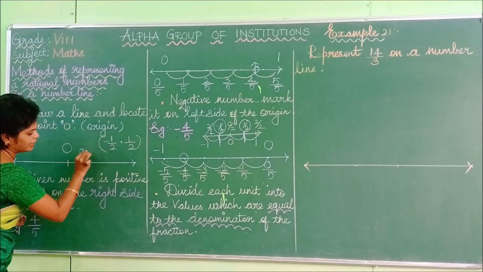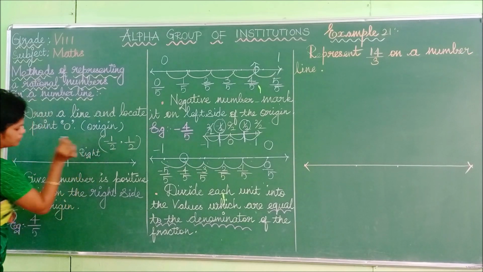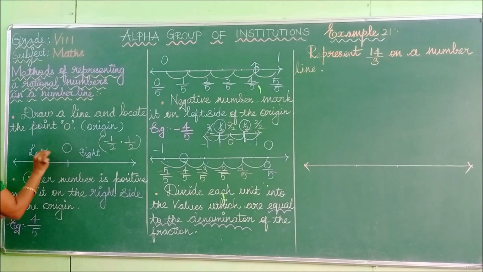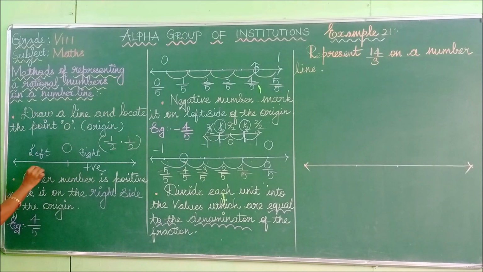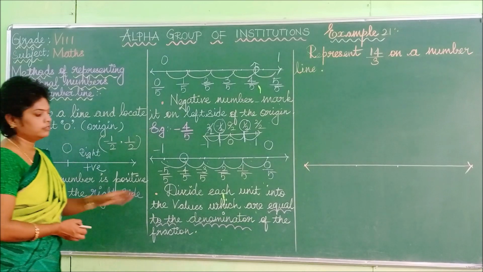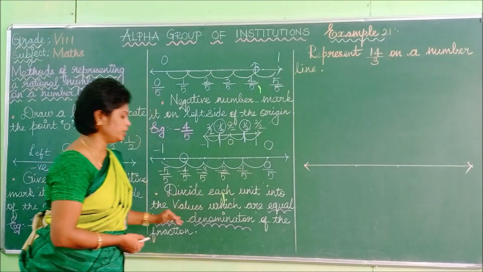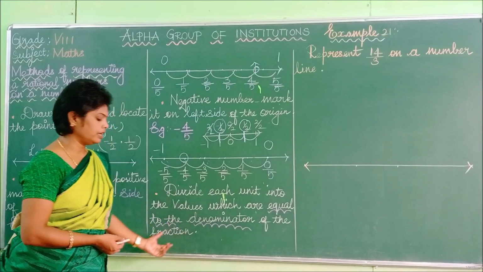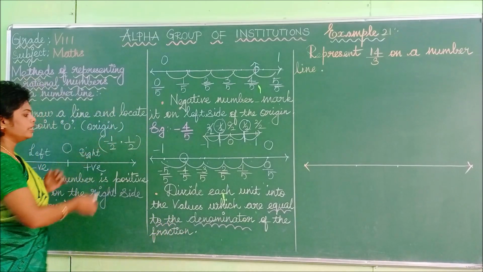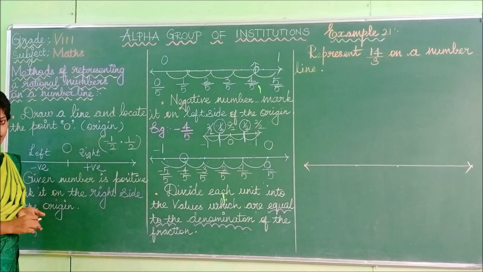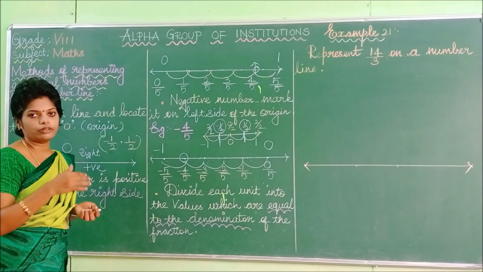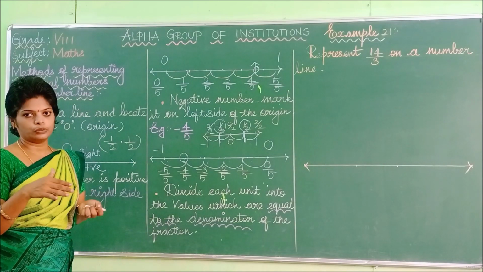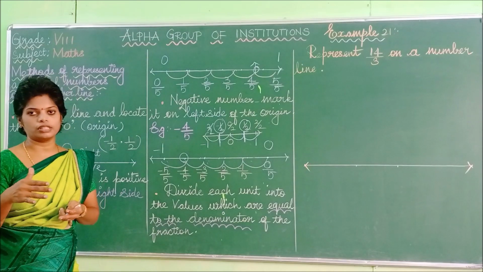This is our right hand side. This is our left hand side. The right hand side of the origin is positive. The left hand side of the origin is negative. This is a simple point you have to keep in mind. And the final step is to divide each unit into as many equal parts as the denominator of the fraction. Whatever denominator is given in the fraction, the unit will be divided into that many parts. If it is 1 by 2, you divide into 2. If it is 3, you divide into 3.